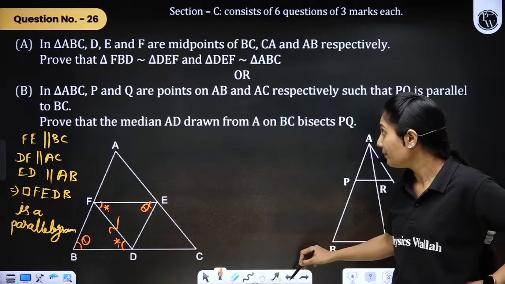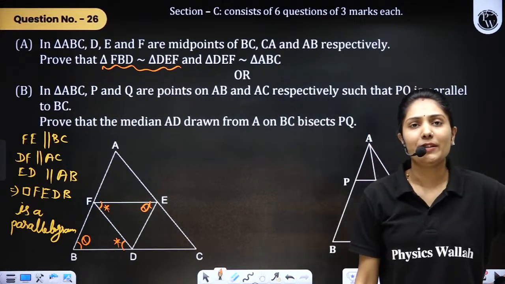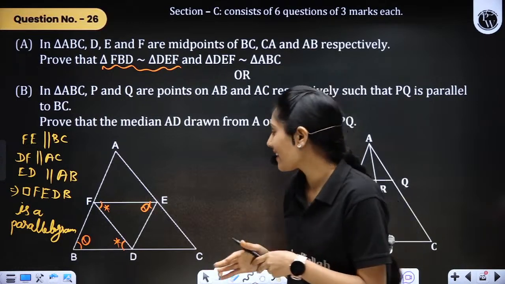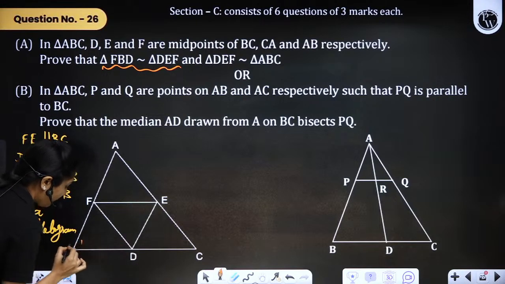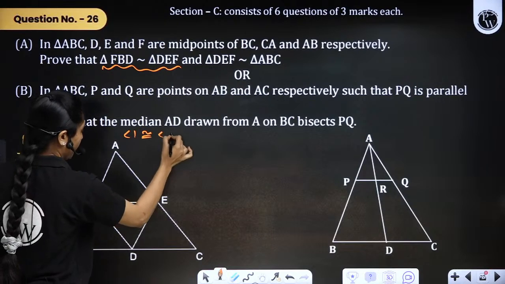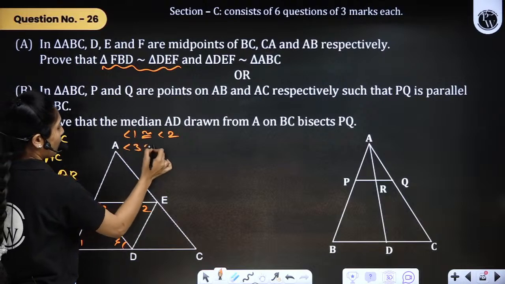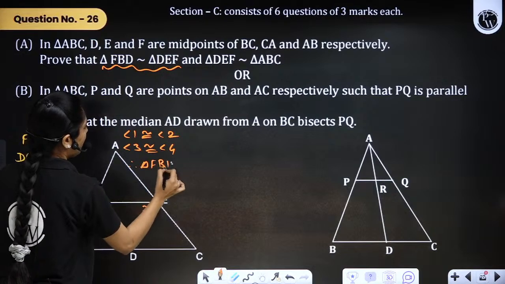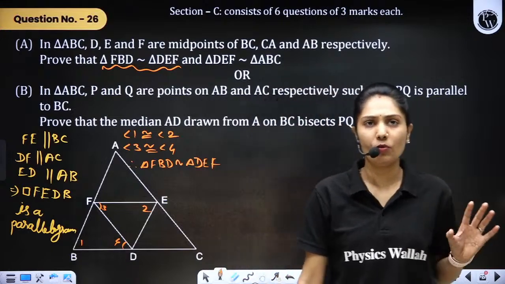Is that clear to everyone? How can we prove FBD and DEF similar? If I give names to the angles, then I can say angle 1 is congruent to angle 2, and angle 3 is congruent to angle 4, and therefore triangle FBD is similar to triangle DEF. So the first part is proven directly here.